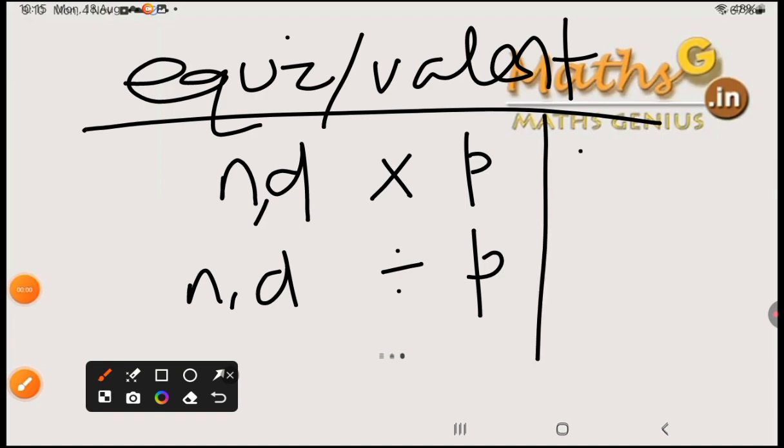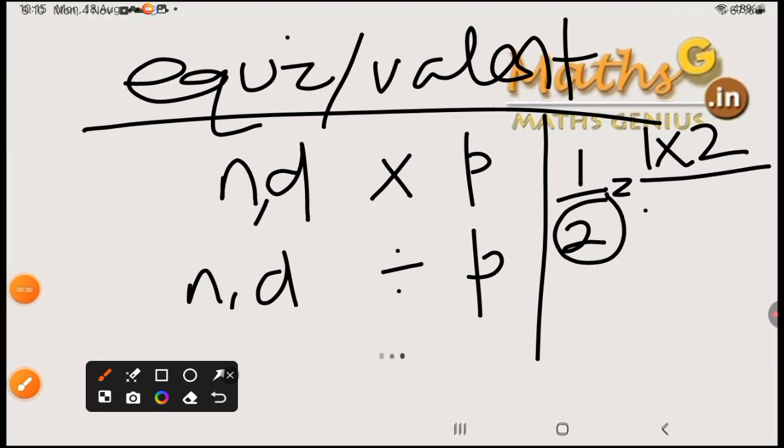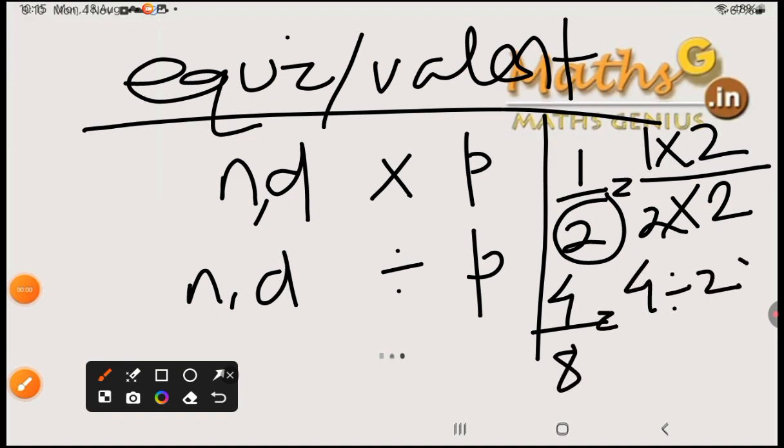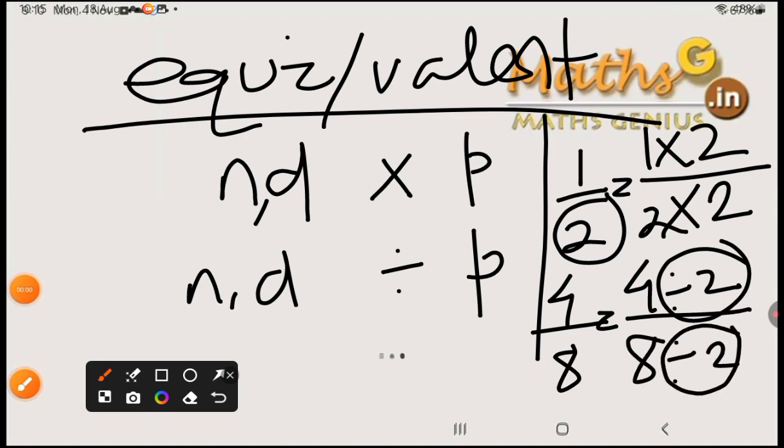If you are multiplying the numerator 1 with 2, then you should multiply the denominator 2 by the same 2 to get an equivalent fraction. Similarly, if you are dividing the numerator by a number 2, then you must divide the denominator by the same number 2 to get an equivalent fraction.